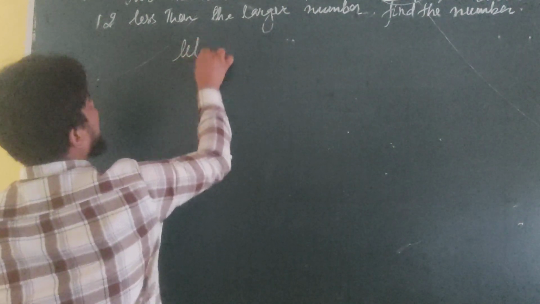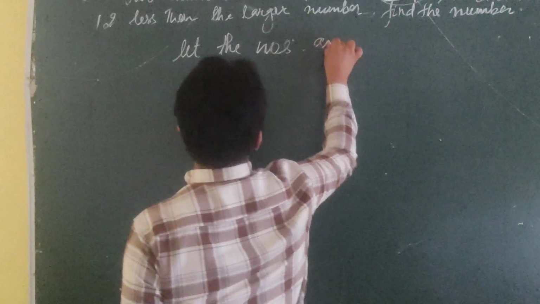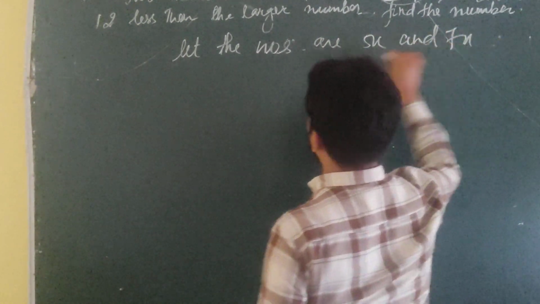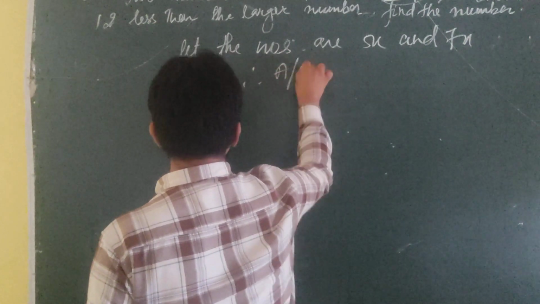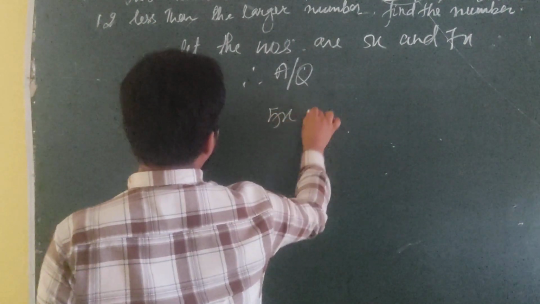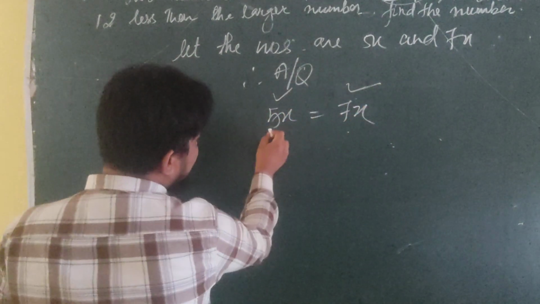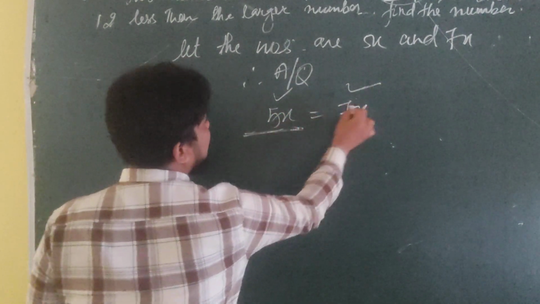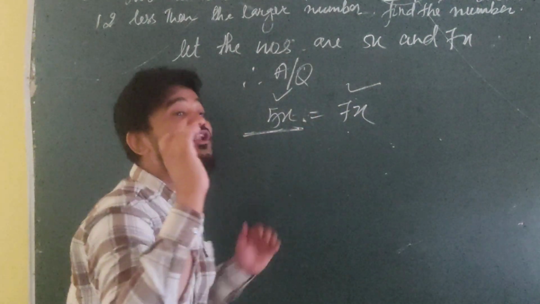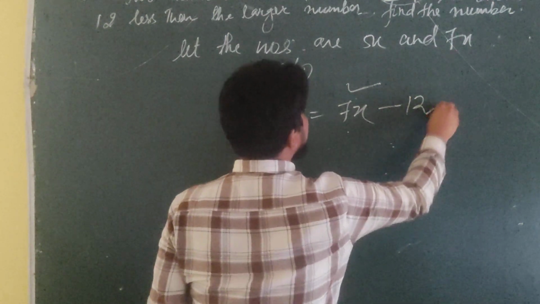Let the numbers be 5x and 7x. According to the question, some condition is given, that 5x equals 7x. This is smaller and this is larger. This is 12 less than the larger number. If I put minus 12 here, it becomes 24 less. So to make them equal, we need to put minus 12 here.